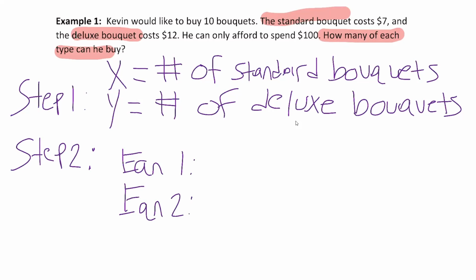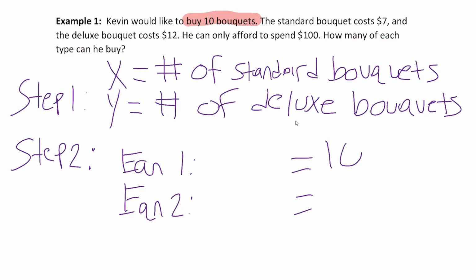So I'm going to erase my highlight so it just doesn't get too crazy. But we want to look at the problem. I think it's usually easier if you can find your totals, or anywhere it's talking about something it would equal. So the first thing my eyes are drawn to: Kevin would like to buy 10 bouquets. He's going to buy 10 bouquets altogether. So one of my equations is going to equal 10.